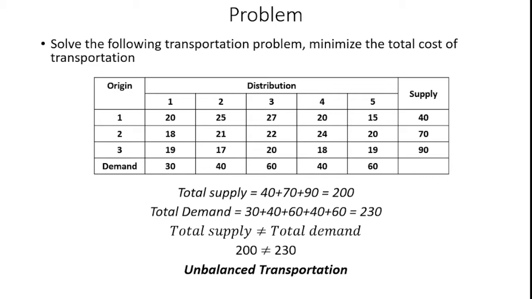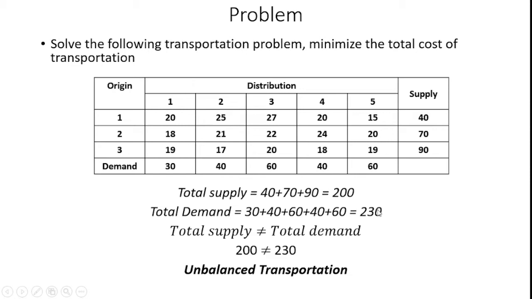The first step, I have to evaluate the total supply. For that reason, I sum the total supply available in the problem data. In this problem, there are 3 supply data, which are 40, 70 and 90. So if I sum up all the 3 data with each other, I get 200. And also, I can calculate the total demand from the given data, which is 30 plus 40 plus 60 plus 40 plus 60. From this sum, I get 230.